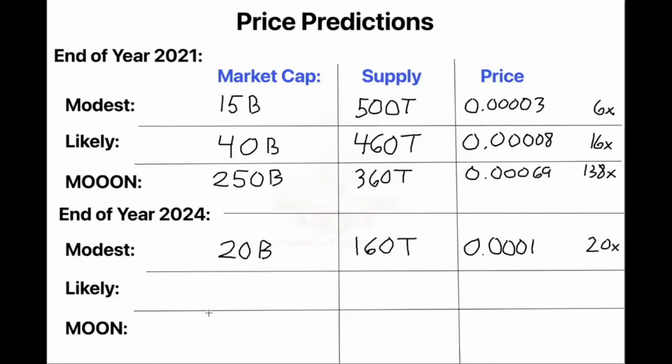My likely prediction in 3 years would be a $100 billion market cap and 100 trillion in supply, leaving us with a price of 0.001 or 1/10 of a penny, or a 200x jump from here.